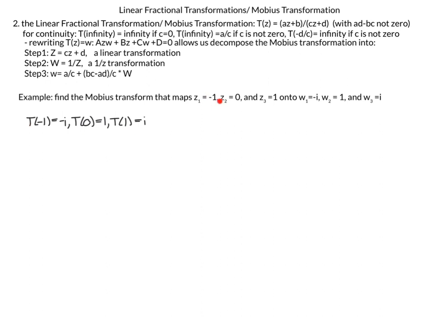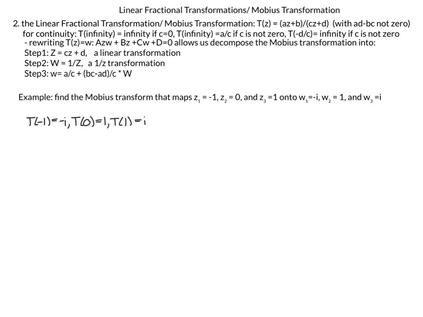So T of -1 is equal to -i. Let me draw this. T of -1 maps to -i. T of 0 goes to 1. And then finally we have z3 equals 1 gets mapped to i. So T of 1 is equal to i. This form is a little strange, but it is nicer when we use the implicit formula, which we will learn next. Now I'm going to use these pieces of information to figure out what a, b, c, and d are equal to.